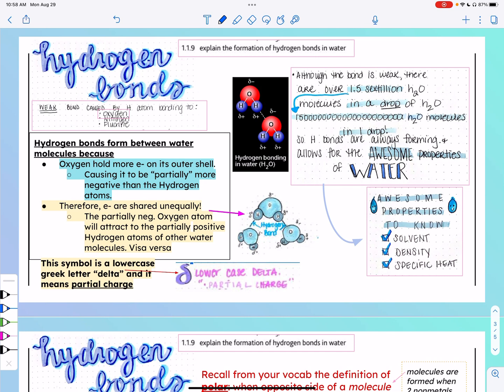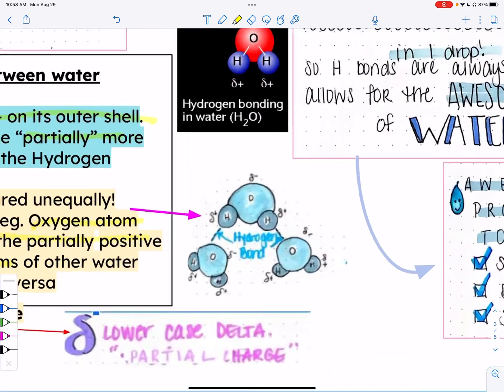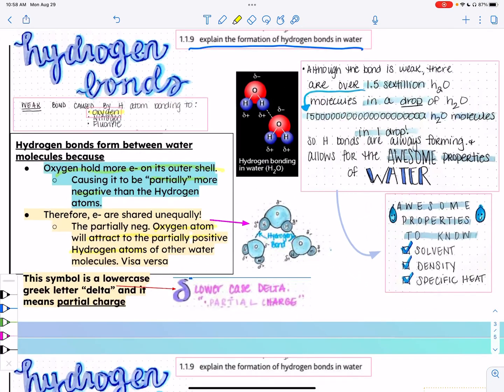Then you had explained the formation of hydrogen bonds in water. It is a weak bond, and it can bond to oxygen, nitrogen, or fluorine, but we're looking at oxygen, always oxygen. Oxygen can hold more electrons on its outer shell, and this is causing it to be partially more negative. Therefore electrons are shared unequally. The partially negative oxygen atom will attract a partially positive hydrogen atom because opposites attract. So in my notes, it kind of looks like that.